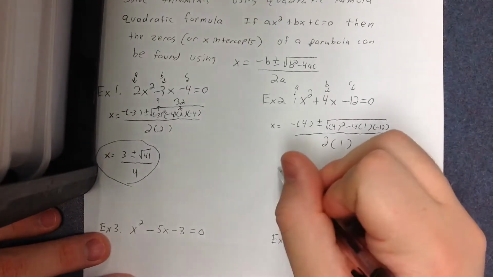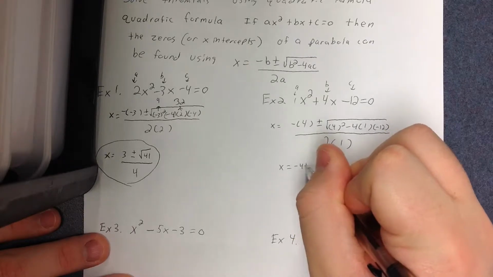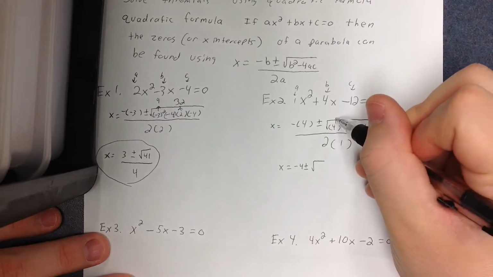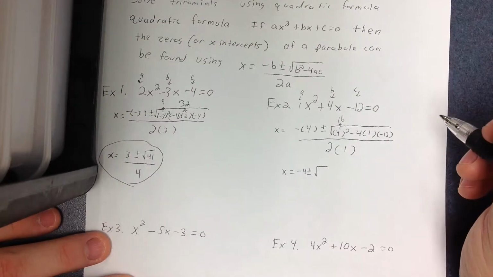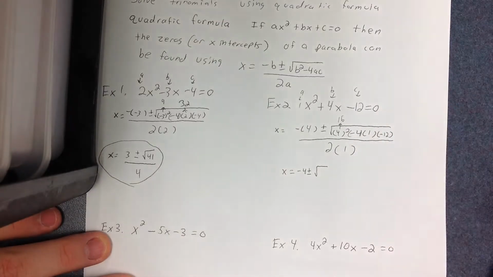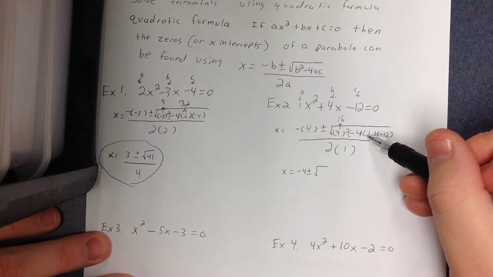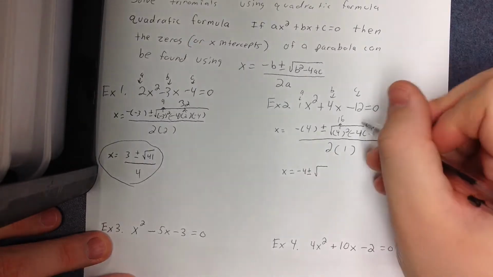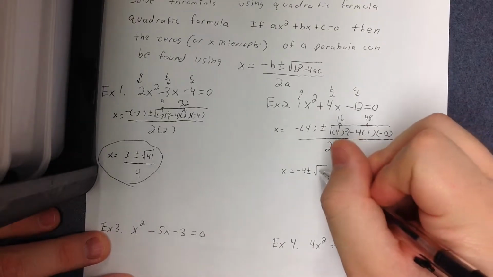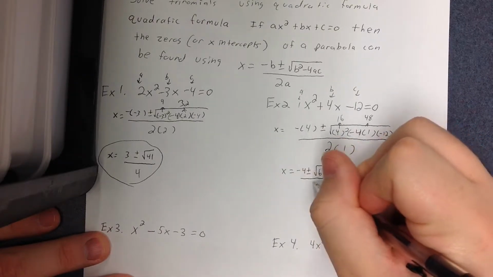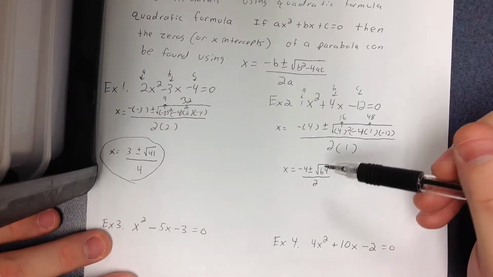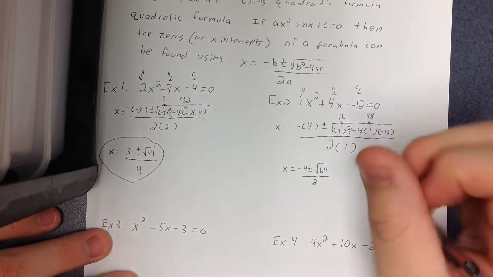So the opposite of 4, so x equals negative 4 plus or minus the square root. 4 squared is 16. Then again, I treat this as negative 4 times 1 times negative 12. Negative 4 times 1 is negative 4, times negative 12 is positive 48. 16 plus 48 is 64, all over 2. Now, we know what the square root of 64 is, and that's 8.